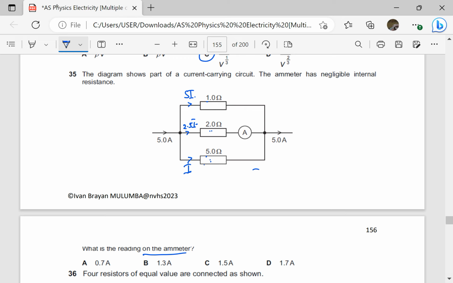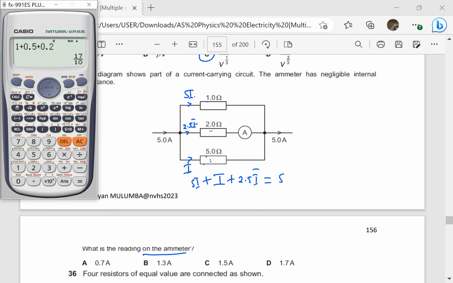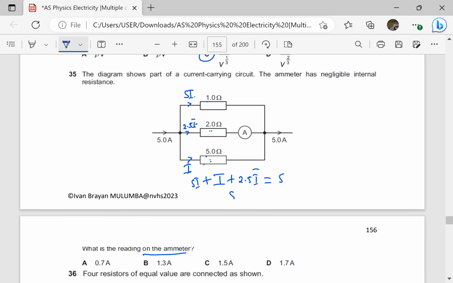Therefore, I plus 2.5I plus 5I should give us 5 amperes. Okay, so we have 5 plus 1 plus 2.5, I think that is 8.5I. This is equal to 5. So we just divide.